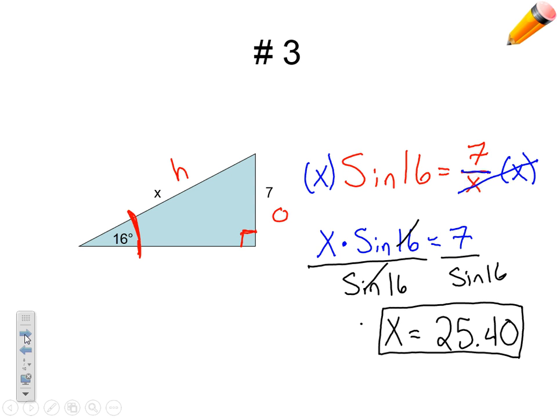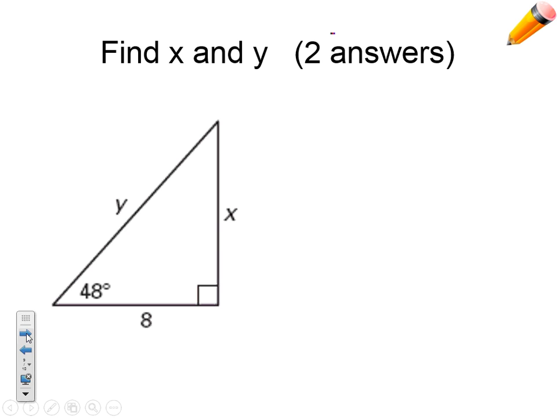All right, 2 examples left, ladies and gentlemen. Here's our next one. This one I have to find x and y, so I'm going to have 2 different answers. So first thing, set up what I know. Here's my angle that is given to me. So this is the opposite, this is the adjacent, and this is the hypotenuse.